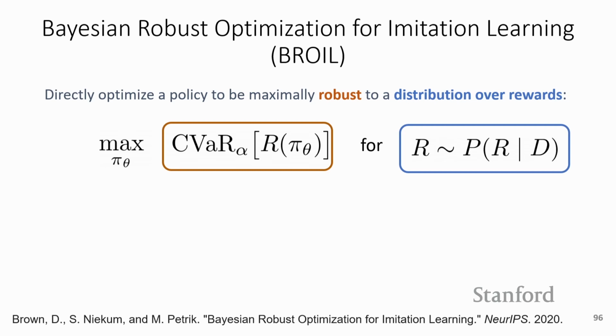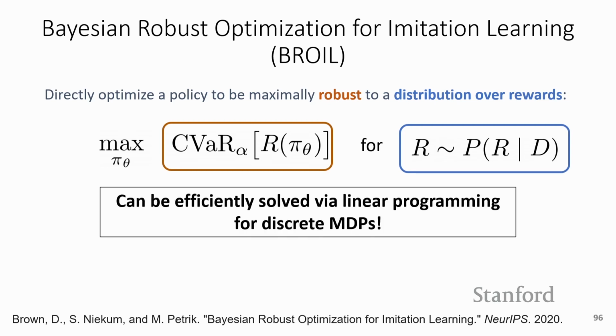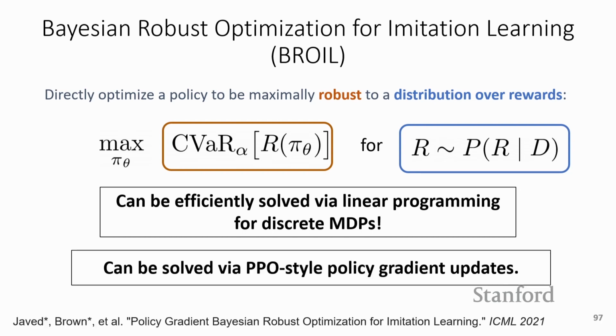Now we want to optimize our behavior such that we can maximize this conditional value at risk when these reward functions are drawn from this distribution. The way we do that is we try to make sure we're not performing really poorly under any one of these reward functions, because that will lead to a high conditional value at risk. And what's really cool is we've shown that you can efficiently solve for a policy that optimizes the objective just using linear programming. So it's super efficient, as long as you have a discrete MDP, so discrete states, discrete actions.